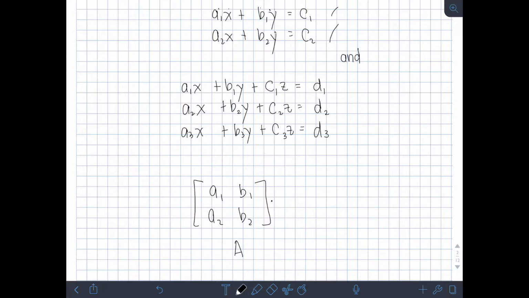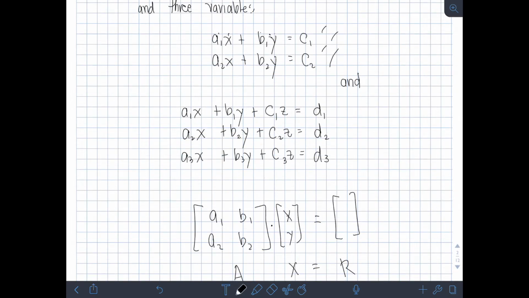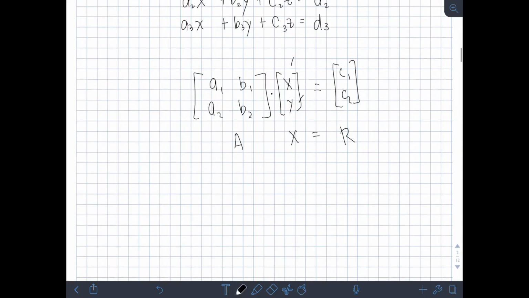Times dun sa matrix x, which are the unknowns. So, itong x saka y. X, y. Equals sa matrix R, kung saan yun yung mga constants natin na c1 tsaka c2. Okay, so applying Cramer's rule, masasolve natin yung unknown variable x at y using this formula.